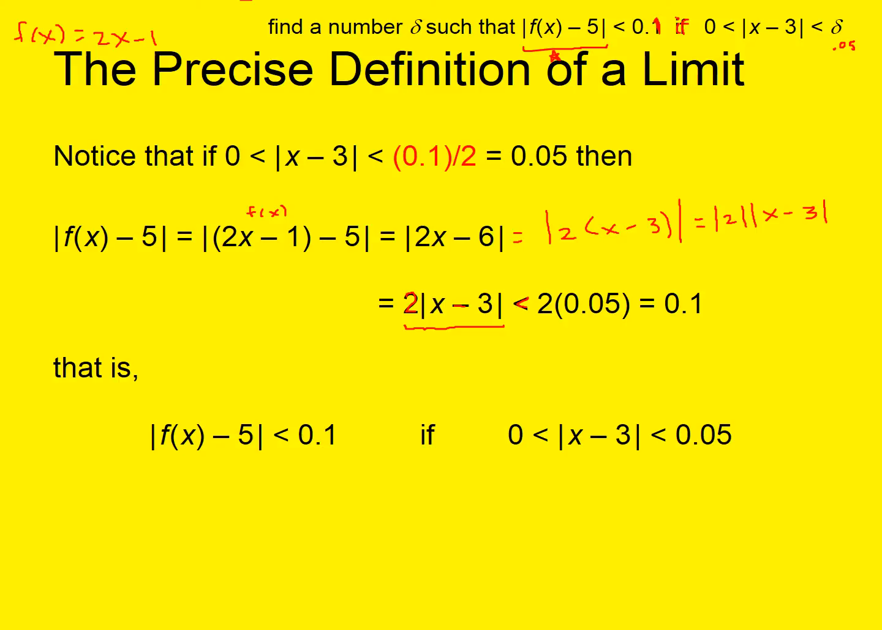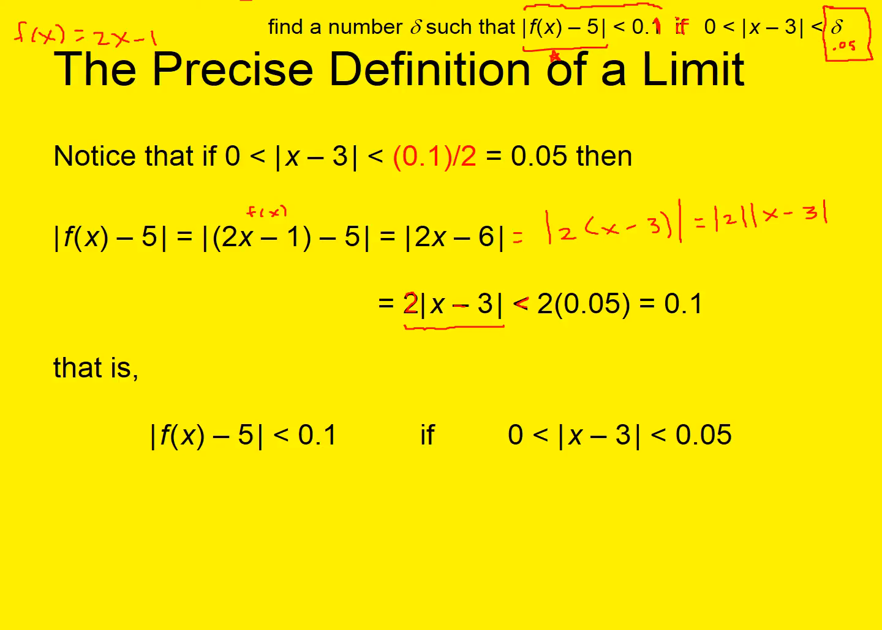We're seeing what the consequences are. What we have in our expression here is that it is less than 2 times 0.05, which is 0.1. Now that's a familiar number. That's important. We saw that before. So let's put all this together: absolute value of f of x minus 5 is less than 0.1 if 0 is less than absolute value of x minus 3 is less than 0.05. And that was the whole goal, right?